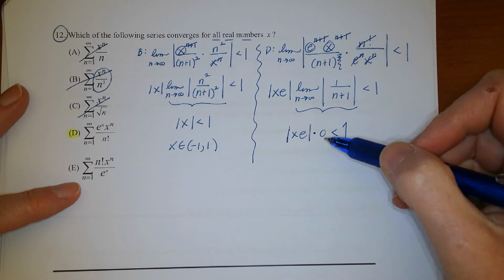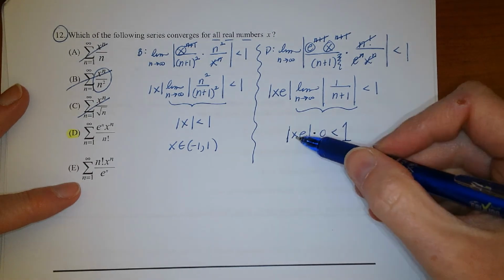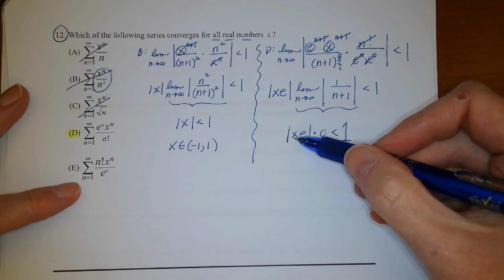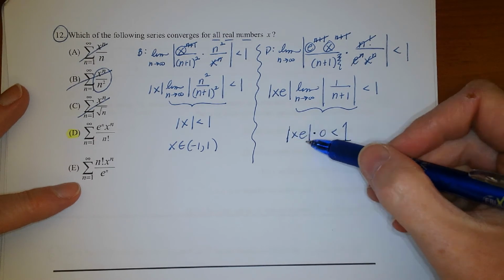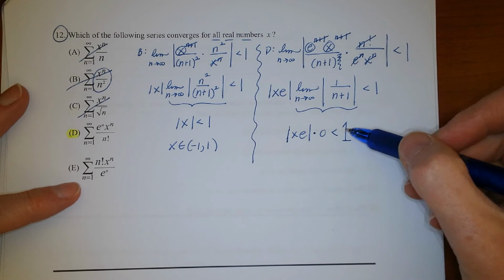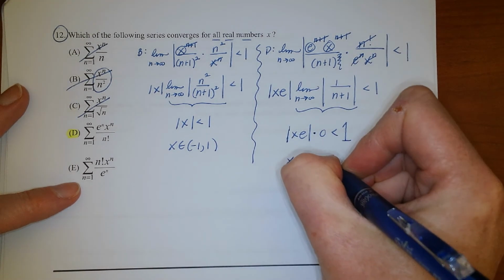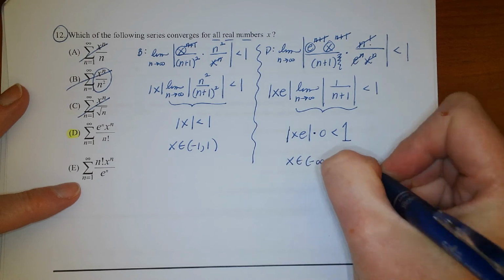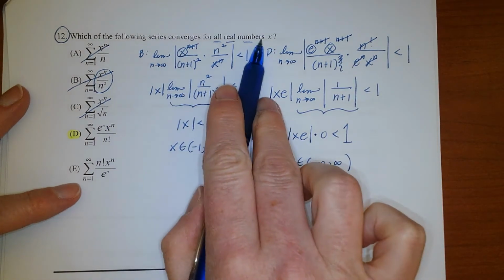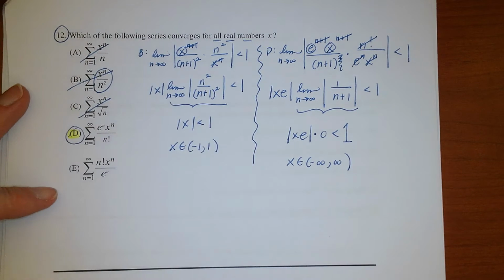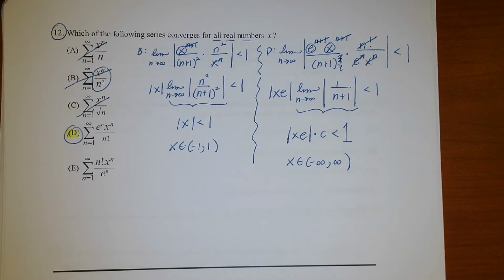I hope you can see if you write it like this, that x could be anything, because no matter what this part equals, you're going to be multiplying it by 0, so it's going to be less than 1. And so your x value could be anything from negative infinity to infinity, and boom, we found it. It's option D. So I hope that makes sense.